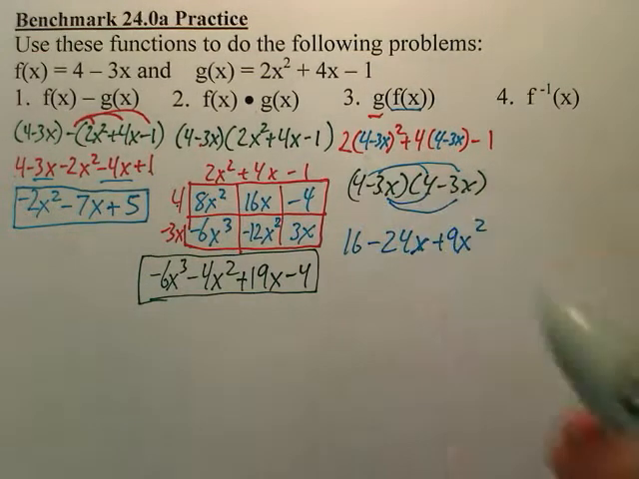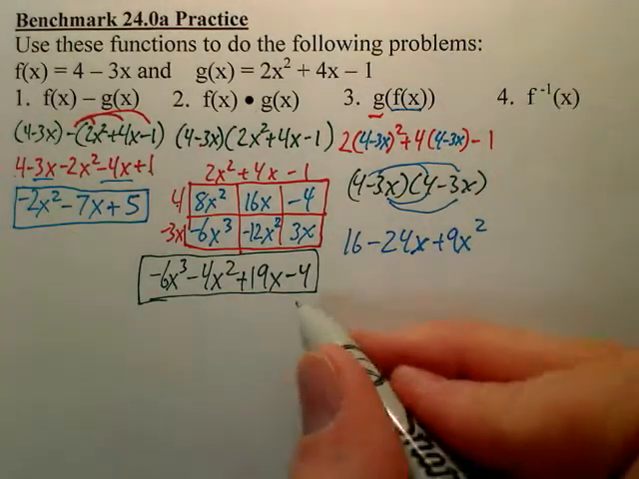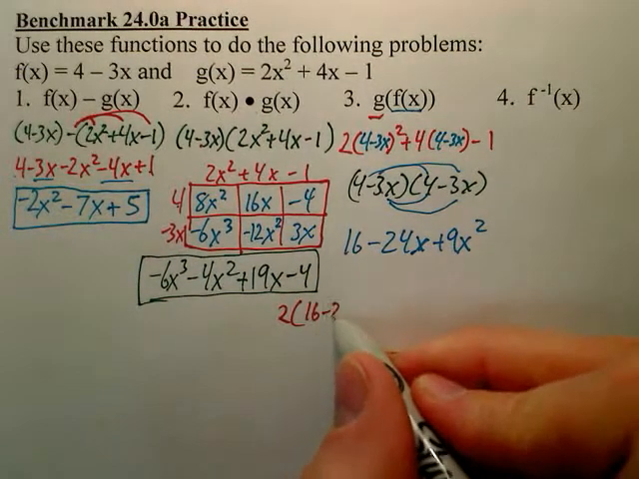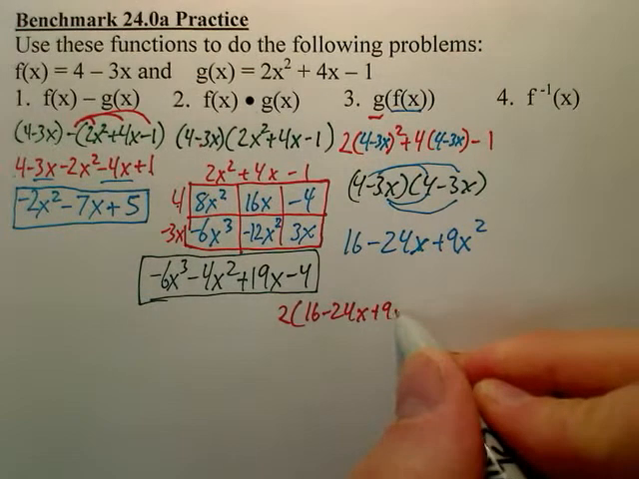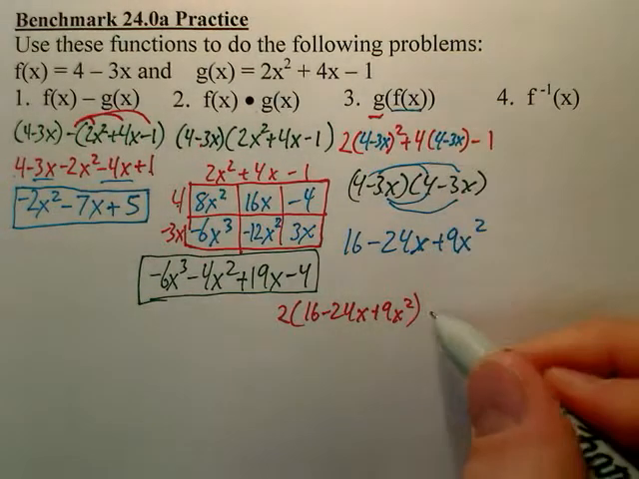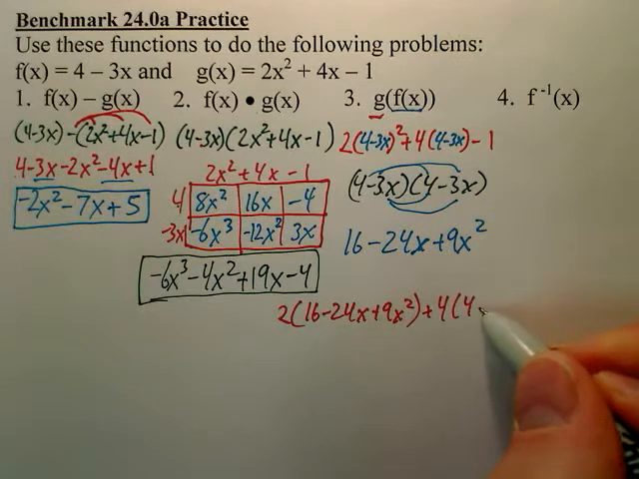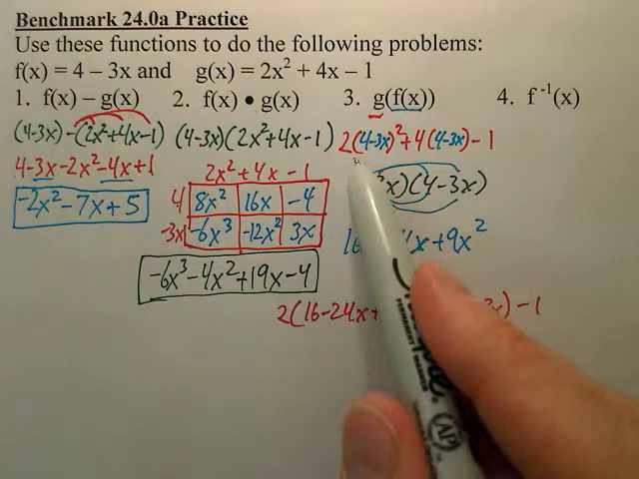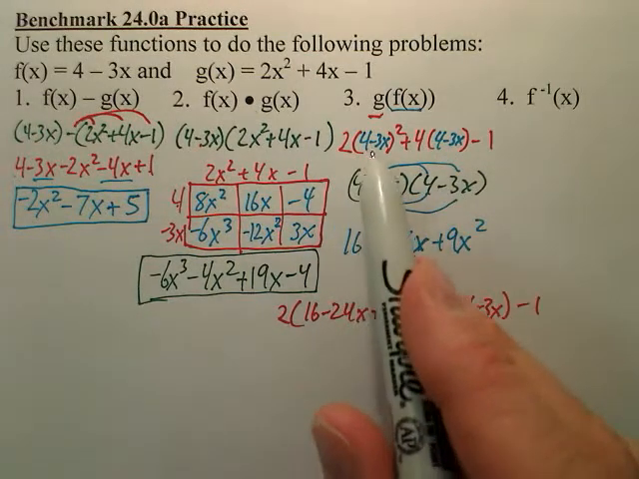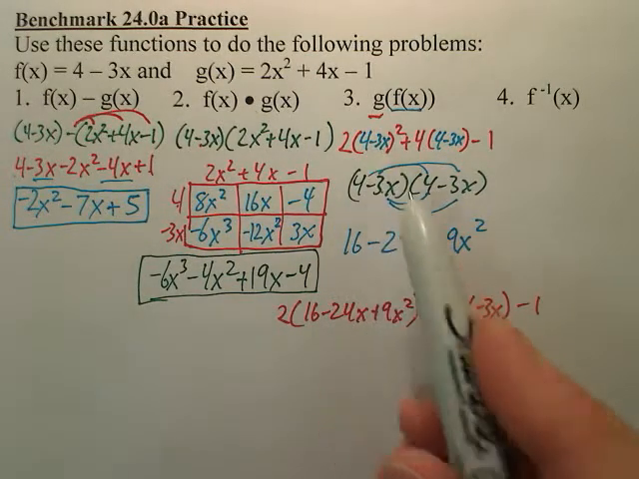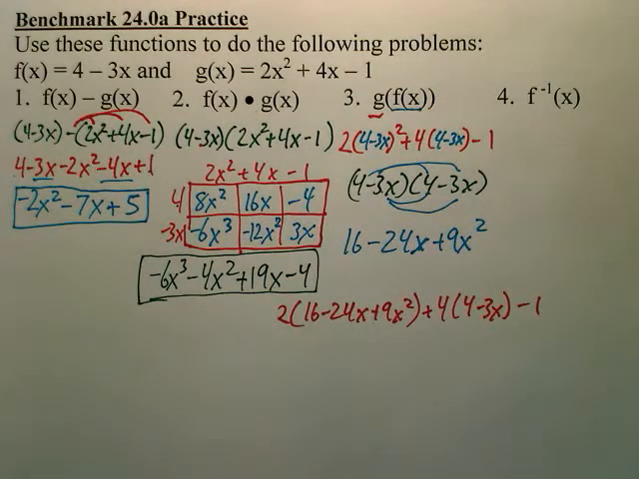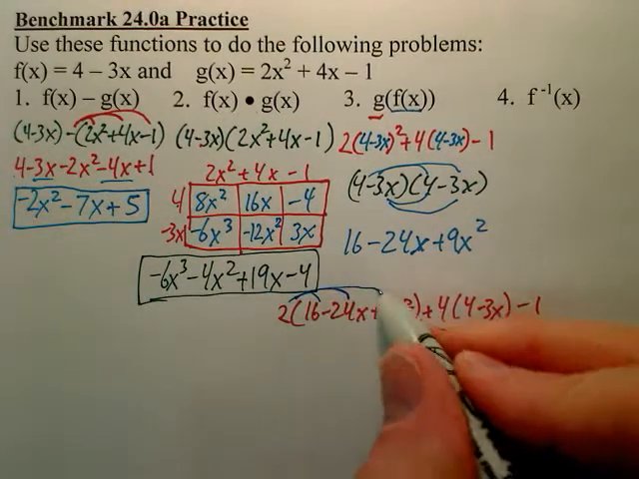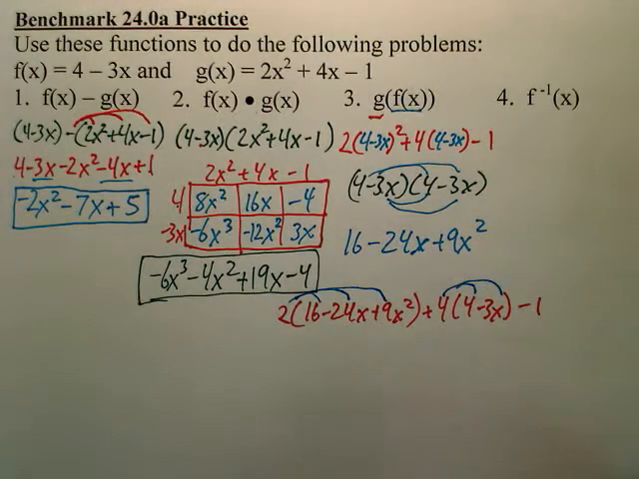Let's write it down here. I have this 2 out front, I have this 16 minus 24x plus 9x squared. That's the first piece. Plus I have the 4 times 4 minus 3x, and I have the minus 1. So what you see here, I have this, this, and this. I FOILed out the first piece. This one's kind of long, sorry. For this, you have to distribute the 2. For this, you have to distribute the 4.